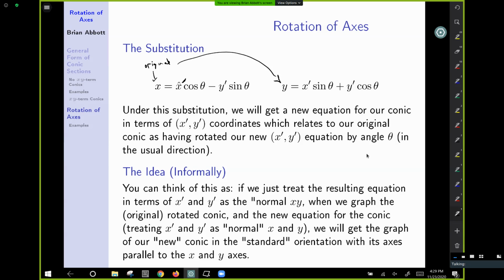So the end idea informally is, you can think of it as, if we just treat the resulting equation in terms of x prime and y prime as the normal x, y, then we can graph the original rotated conic using the new equation, treating x prime and y prime as our new normal x, y. You get a graph of our new conic using these x prime and y prime variables. But on our paper, what we'll have graphed will be standard oriented axes, which will be oriented like we're used to. In other words, the axes will be parallel to the x and y axes as we're used to putting.